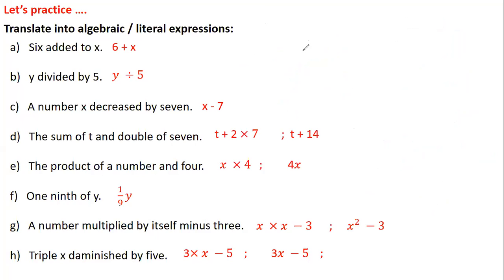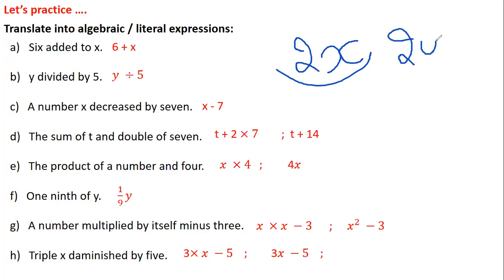Twice x means x is multiplied by how much, if I want the twice? 2 times x. So how do we write it? 2x. Twice x is 2x. Okay, double y. Double y is 2y.